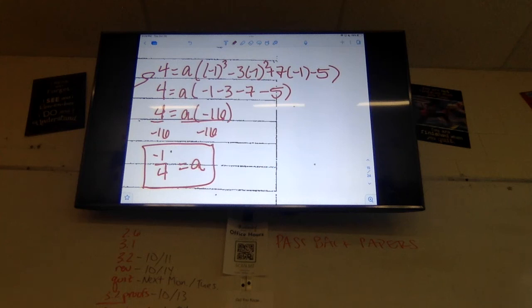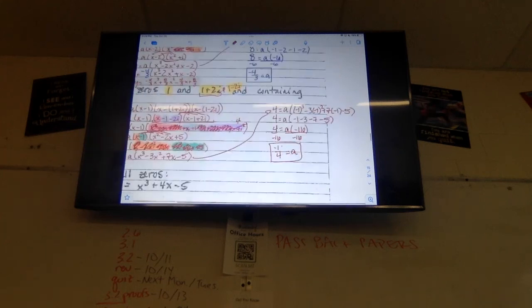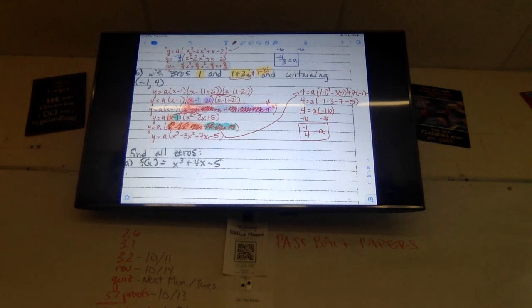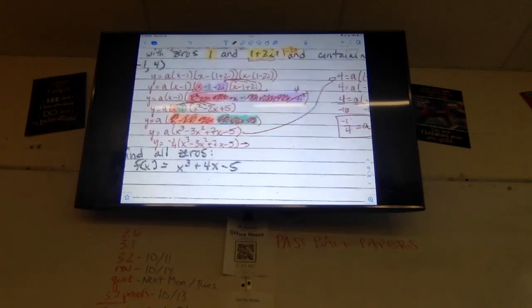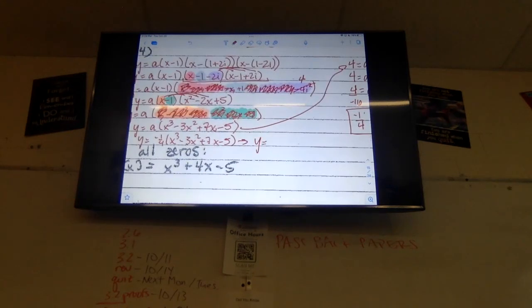Yeah. Okay. All right, and now I gotta plug that negative 4 in for my a and then solve for the rest of it. So I've got y equals negative 1/4 x to the third minus 3x squared plus 7x minus 5, and distribute that negative 1/4 through. So y equals negative 1/4 x to the third plus 3/4 x squared minus 7/4 x plus 5/4.